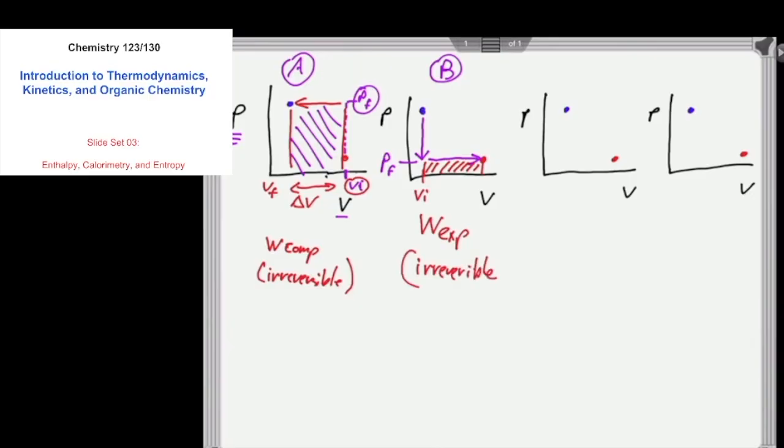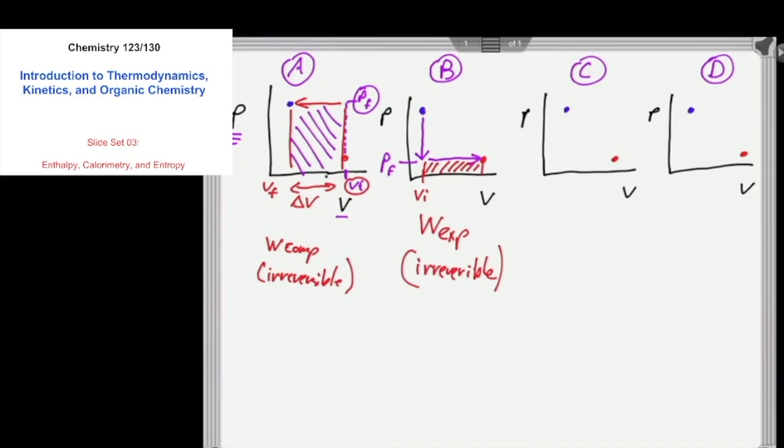Now these are just one extreme case. There are an infinite number of paths, an infinite number of steps, that you could take to connect these two points. If we're going to do the exact same thing in a slow way, a reversible one, C and D, let's do them in the same two ways we just did.